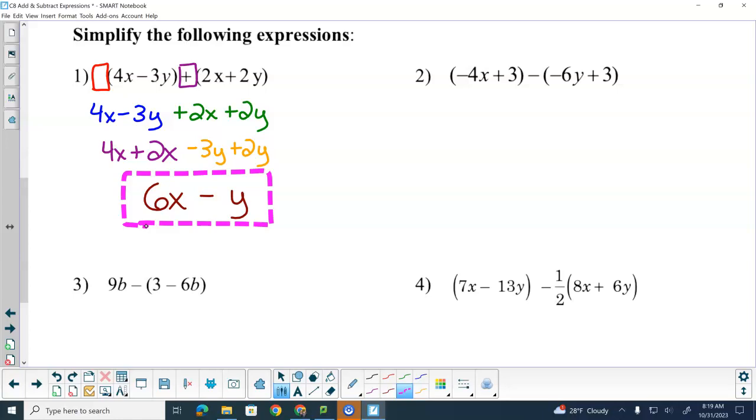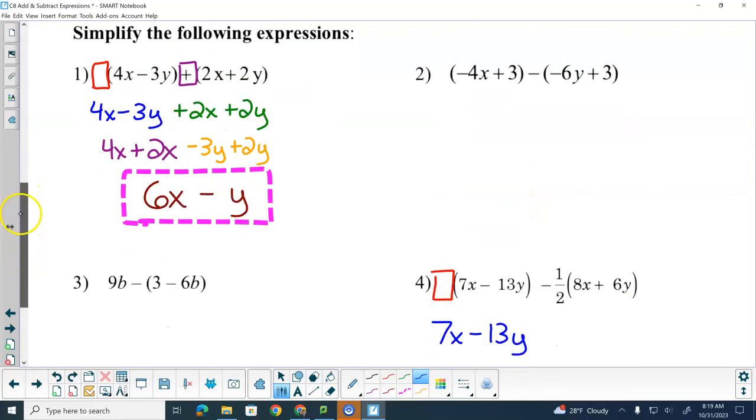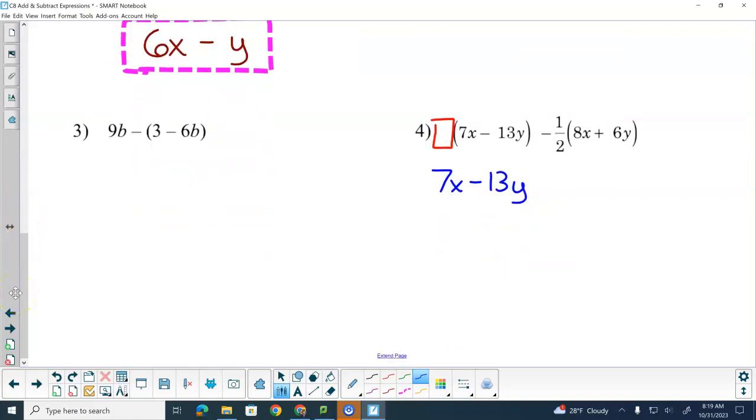Okay. What did we say? Number 4 was our next one that we were going to do? Okay. So number 4. Is there anything in front of my first set of parentheses? No. So I can just write that then, right? Okay. But there is something in front of the second one, right? That is going to have to be distributed into just the parenthesis that follows.